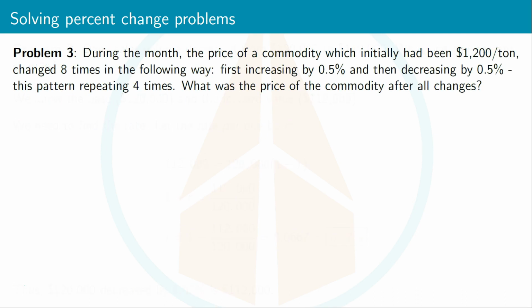Now we are ready to proceed to our problem 3, which is the major problem of our class. During the month, the price of a commodity, which initially had been $1,200 per ton, changed 8 times in the following way. First, increasing by 0.5% and then decreasing by 0.5%. This pattern repeating 4 times. What was the price of the commodity after all changes?